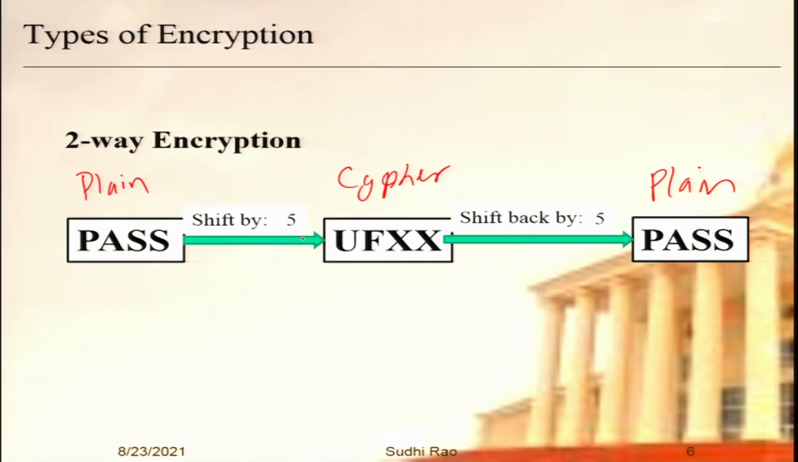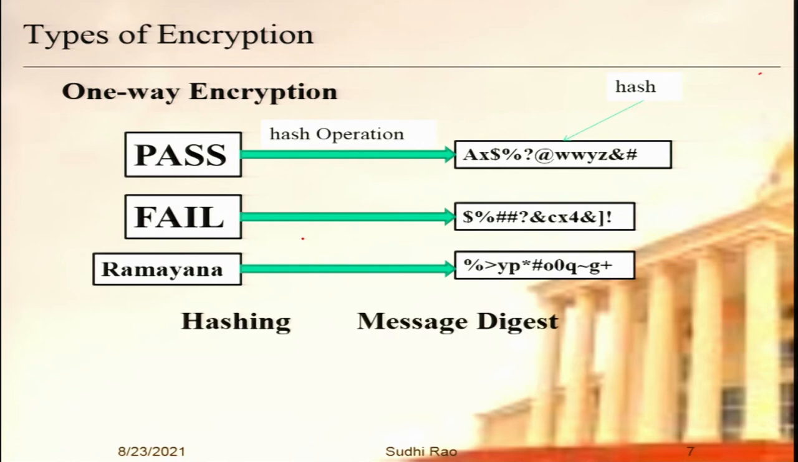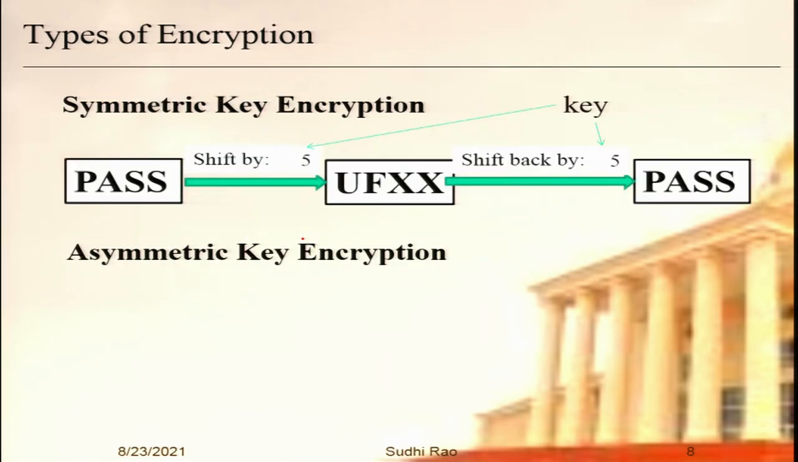It is like the lock in our home. We use the same lock to open the door and to close the door. This is called symmetric key encryption. Other than one way and two way, another way of classifying is by the type of key we use. One is symmetric key encryption. A lot of two way encryptions use this because it is simple. We use the same key, and encryption and decryption are fairly simple. The majority of encryptions like DES and AES use symmetric key encryption.